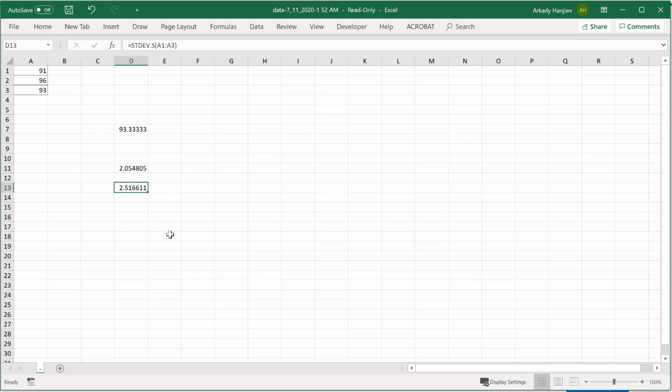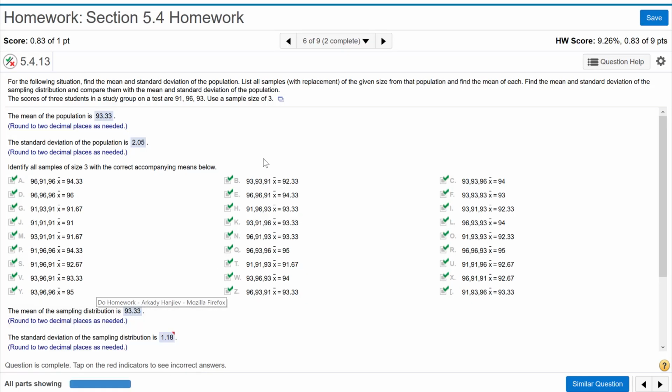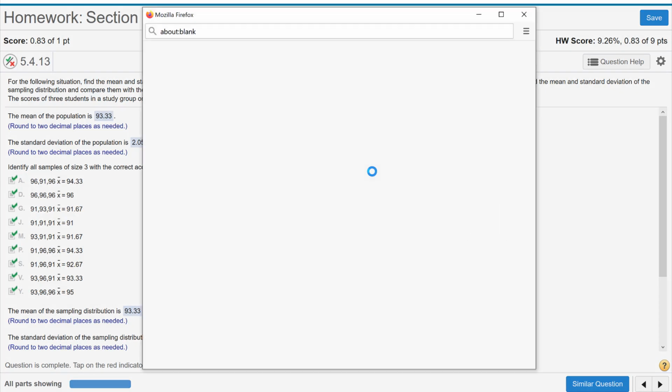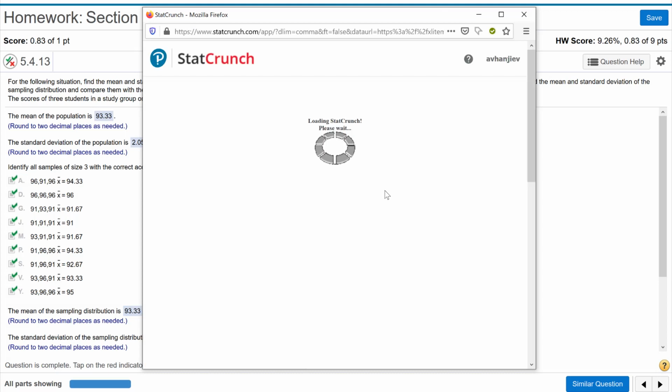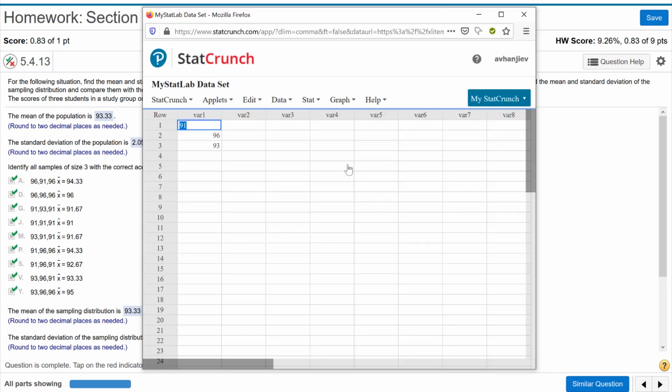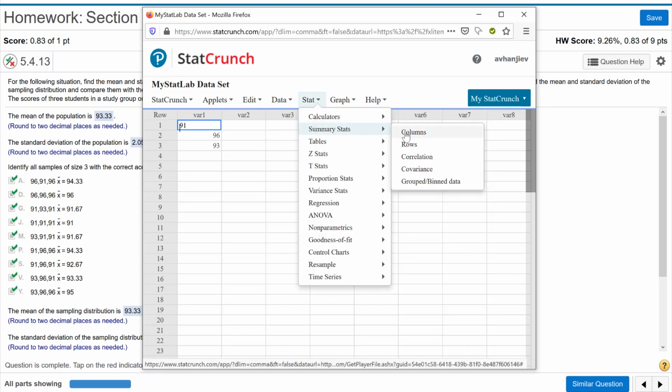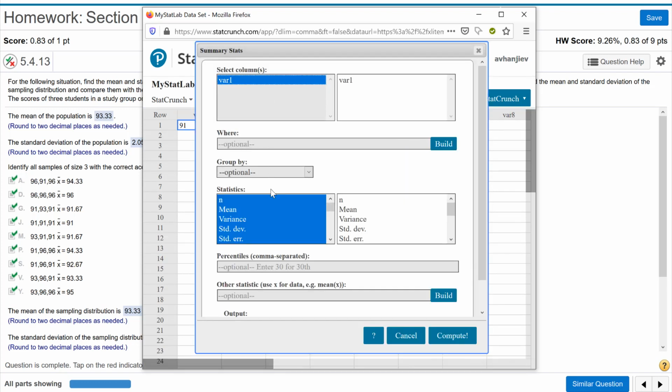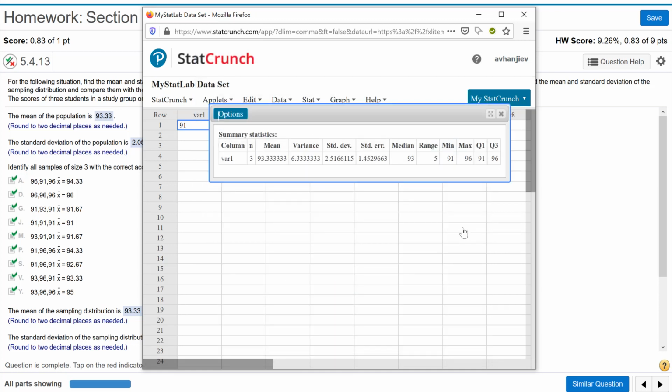Hey, that is slightly different. Is it the same as what we got over here using StatCrunch? I think so. Let me go back real quick to see if that is the case. Stats, summary stats, columns, variable 1. Let's compute all of it. There it is, standard deviation.